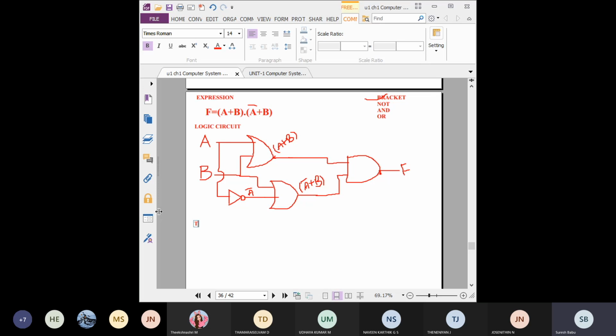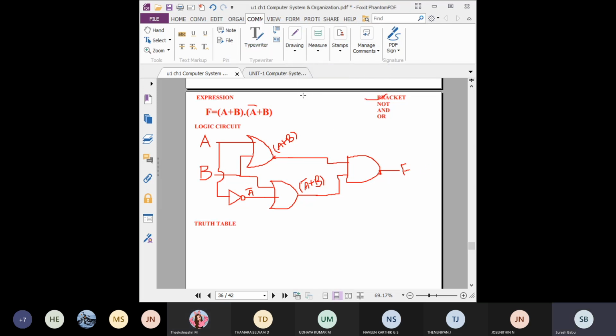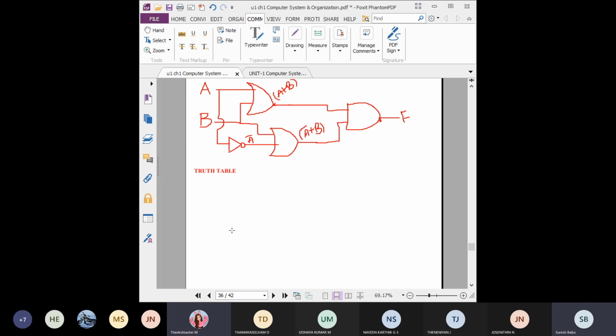Then the truth table we are going to make. Students, do you already know how many inputs are there? How many inputs? Two. Okay, A and B are the inputs, so two inputs are there. So I'm going to make the table columns.